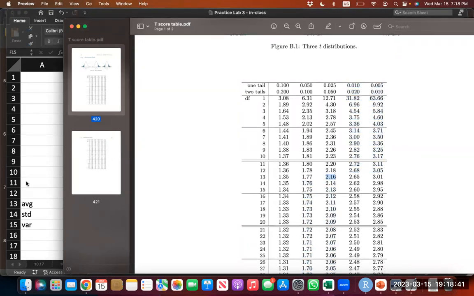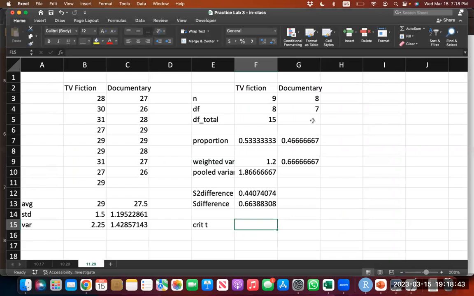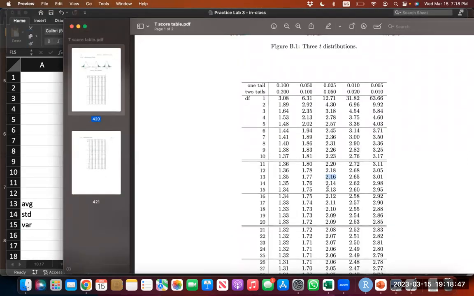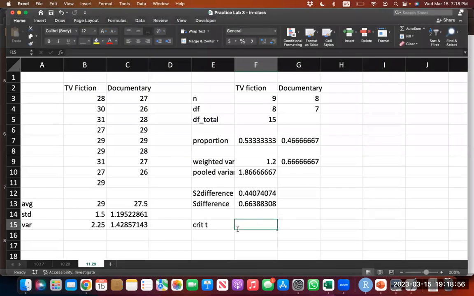Oh, it's actually 7. No, sorry, it's 17. It's 9 and 8 is 17. Sorry. So degrees of freedom here is 15. So your critical value here is 2.13 for an alpha of 5%. 2.13.